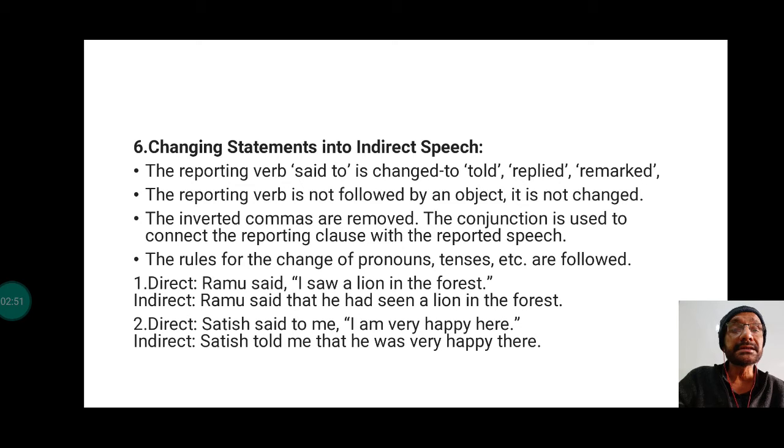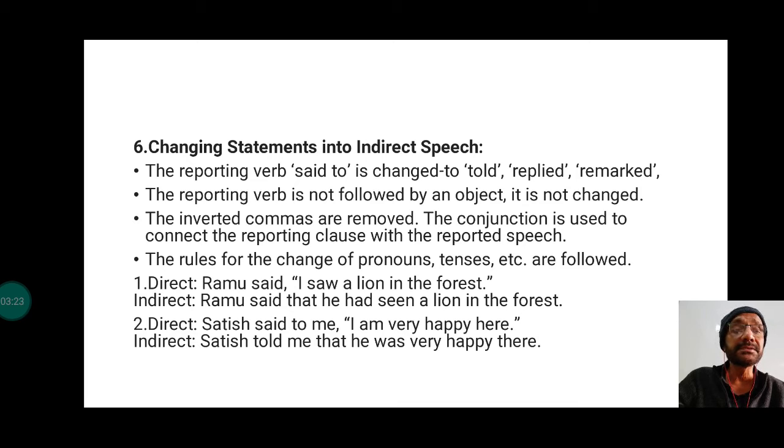Direct speech. Now this is an example. Ram said, "I saw a lion in the forest." He's making a statement, what he saw. So how do we change it? Ramu said that. See, said is not followed by to. So it will remain said, and then the inverted commas and comma will be removed. The pronoun I will change into third person because Ramu is third person. So it becomes he. Ramu said that he had seen a lion in the forest.